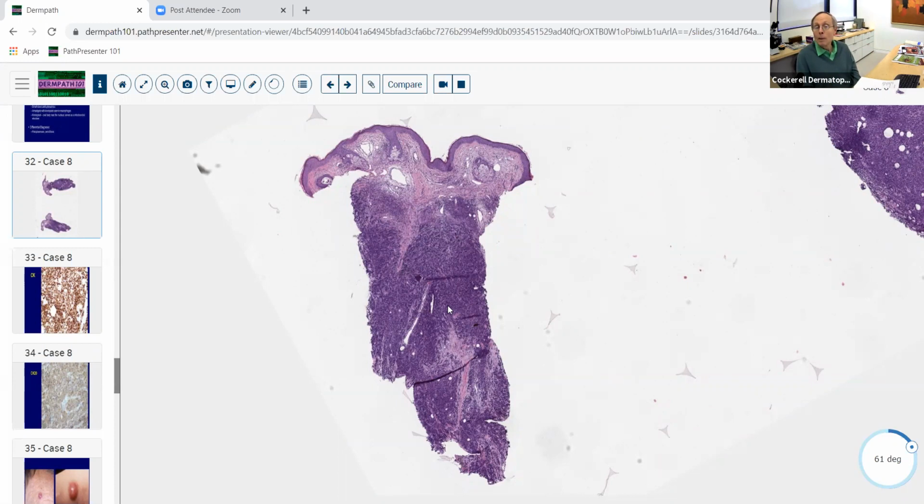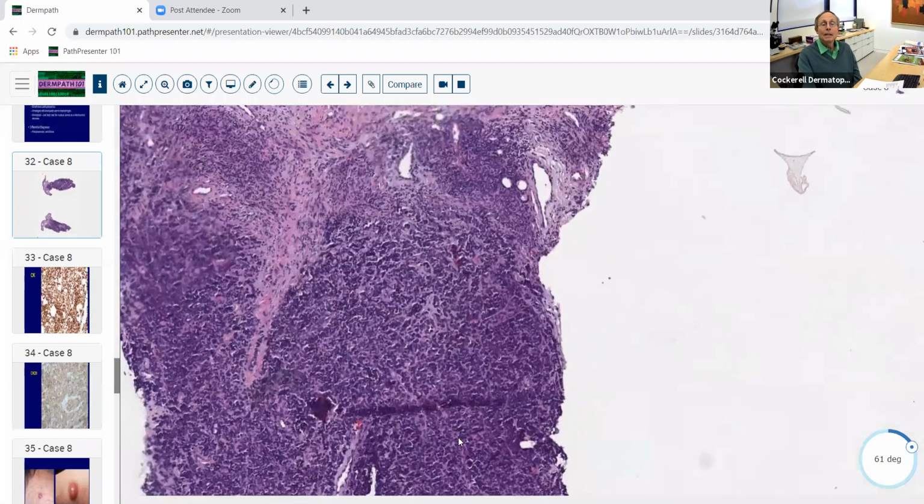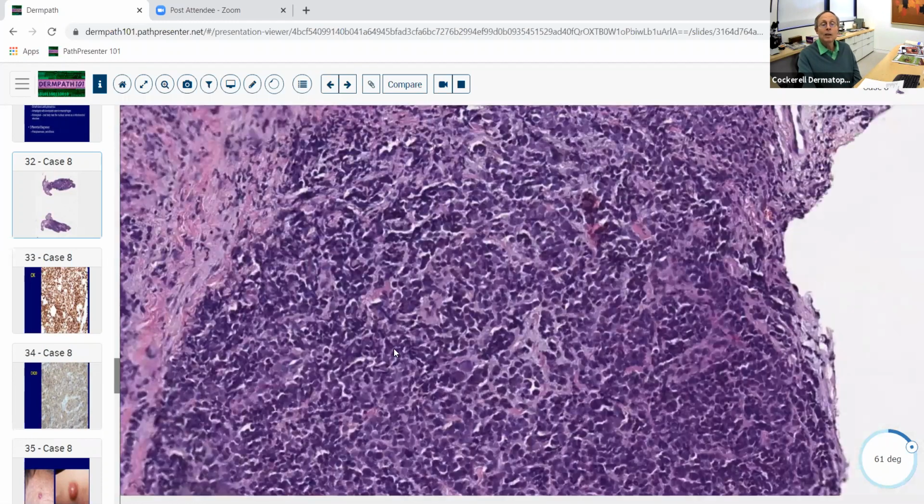I want you to think about a lymphoma. I want you to think about maybe a neuroendocrine carcinoma, sometimes melanoma, metastatic lesions to the skin, leukemia, lymphoma, those kind of things. When they spread to the skin secondarily, all of those are things that you should think about in low magnification.